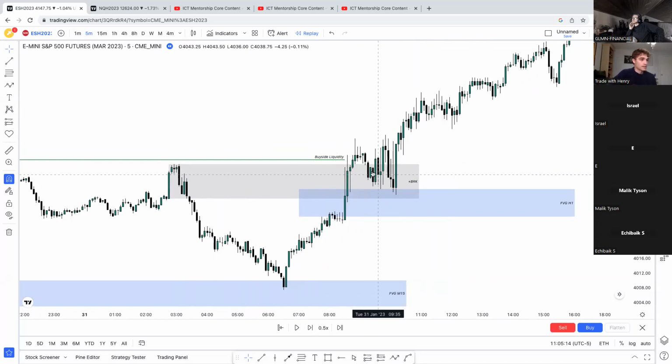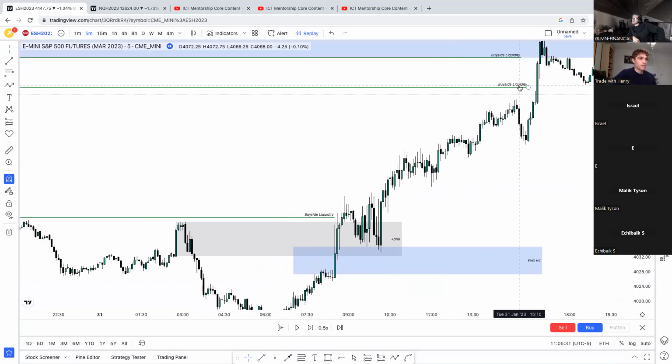So yeah, we just consolidate inside the breaker. The breaker is the area where smart money is going to continue to accumulate positions: long positions in a bullish breaker, and short positions in a bearish breaker. And so accumulation is occurring here, and then we trade up to buy side liquidity.